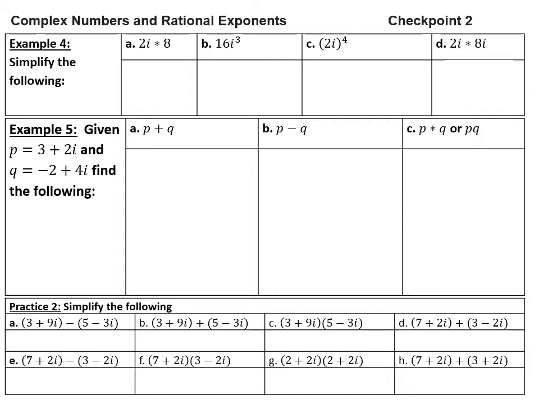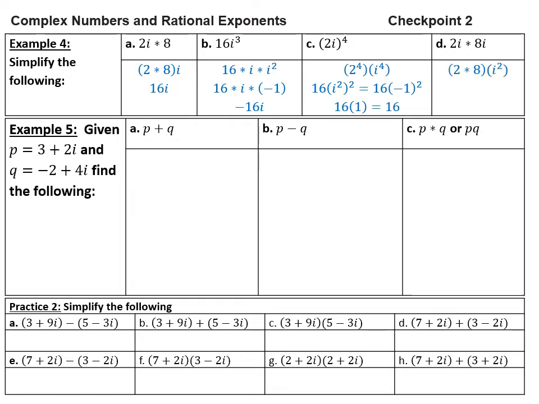Example 4, simplifying. We got 2i times 8. Well, 2 times 8 is 16, and times i, so that's just 16i. 2i to the third, well, that's 2 cubed times i to the third, which is i times i squared. I squared is negative 1, so that's negative 16i. 2i to the fourth, well, that's going to be 2 to the fourth and i to the fourth. 2 to the fourth is 16, and i to the fourth is i squared to the second power. I squared is negative 1. Negative 1 squared is 1, so that's just 16. 2i times 8i, well, 2 times 8 is 16, and then we've got i squared, so that's 16 times negative 1, or negative 16.